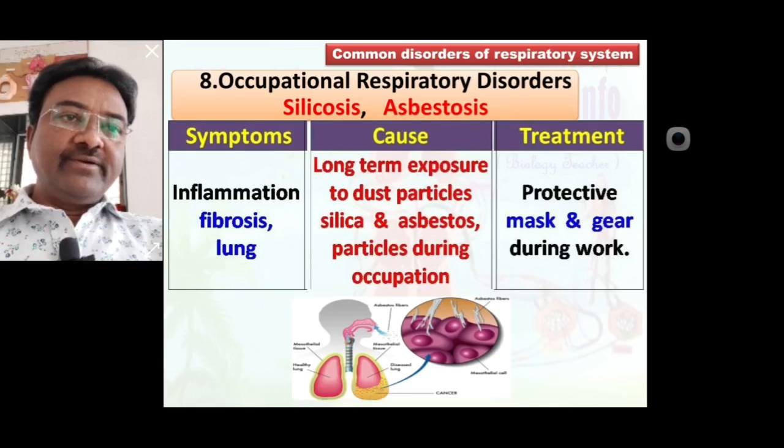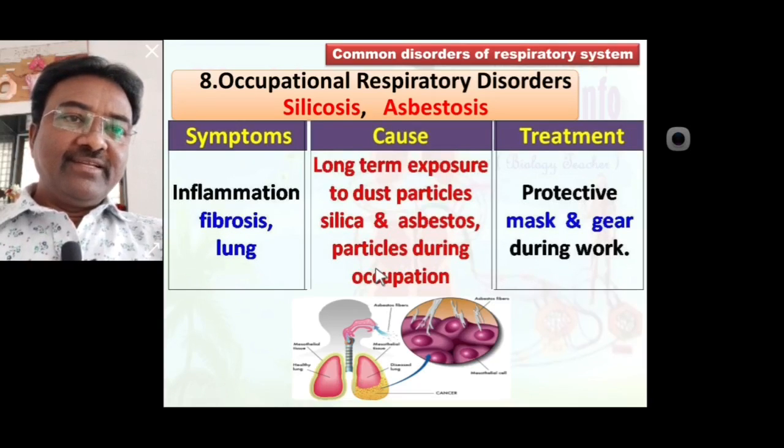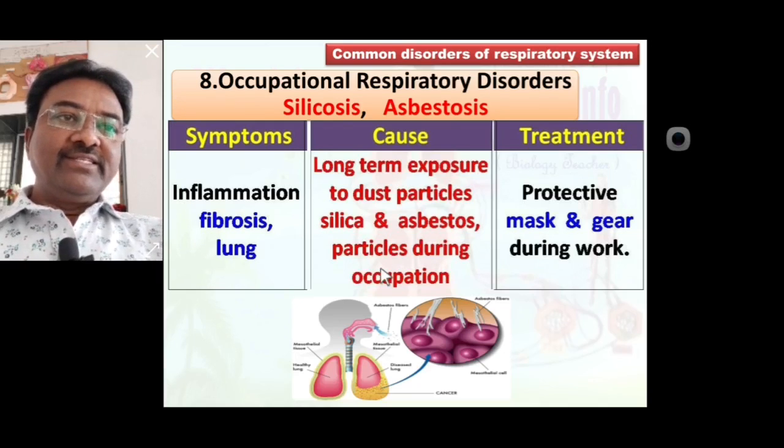What causes silicosis and asbestosis? What are the symptoms of silicosis and asbestosis? Hope that you understood everything. Up to this we discussed in detail a total of 8 common disorders of the respiratory system: first emphysema, second chronic bronchitis, acute bronchitis, sinusitis, laryngitis, pneumonia, asthma, and occupational respiratory disorders like silicosis and asbestosis. Hope that you understood everything.